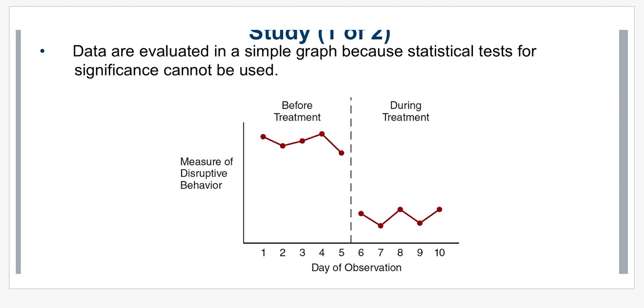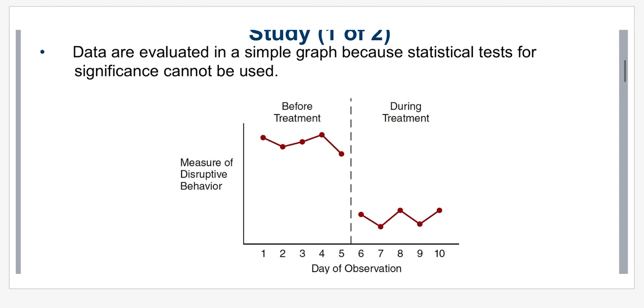This right here is showing you the most basic form, where each dot is a day of observation. So you can see the student was observed 5 days before treatment. And then the vertical dotted line is showing you where the treatment occurred, between day 5 and 6. And then for days 6 through 10, each dot is showing you the disruptive behavior you see over here on the y-axis.